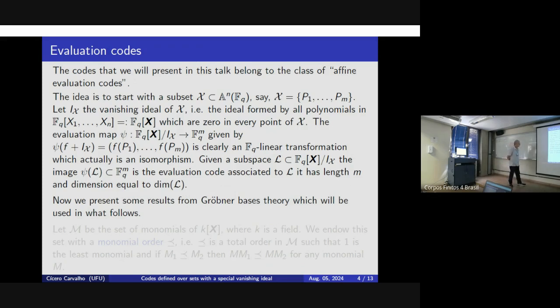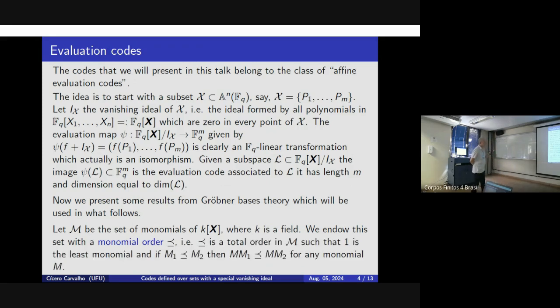Now I will present some results from Gröbner basis theory, which will be used later. Let M be the set of monomials in this polynomial ring, that is, the products of powers of variables, where K is a field. We equip the set of monomials with a monomial order. So what is a monomial order? It's a total order such that 1 is the least monomial, and if you have an inequality and you multiply it by the same monomial, the inequality still holds. This is called a monomial order.